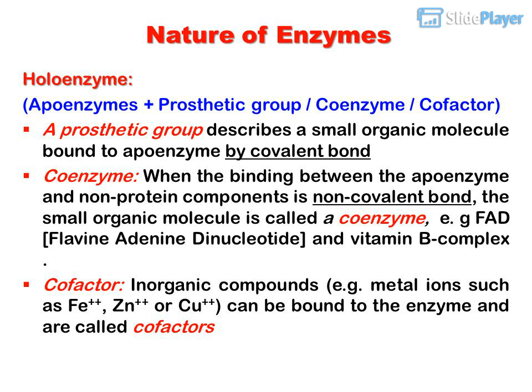Nature of enzymes: holoenzyme. Apoenzyme plus prosthetic group, coenzyme, or cofactor. A prosthetic group describes a small organic molecule bound to the apoenzyme by a covalent bond. Coenzyme: when the binding between the apoenzyme and the non-protein component is a non-covalent bond, the small organic molecule is called a coenzyme, e.g., FAD, flavin adenine dinucleotide, and the vitamin B complex.